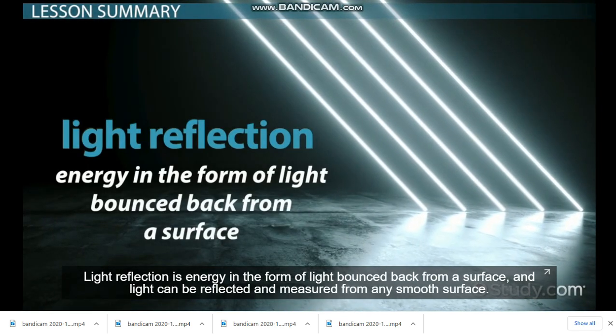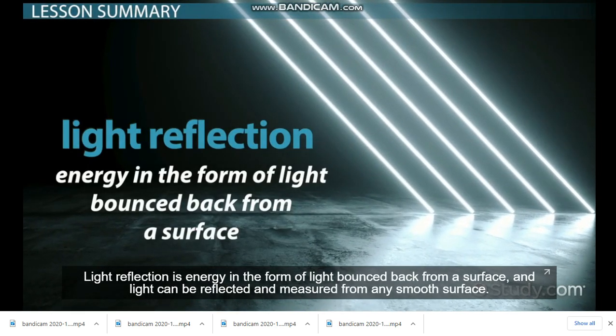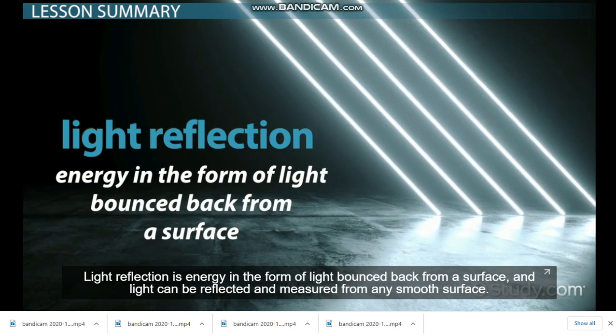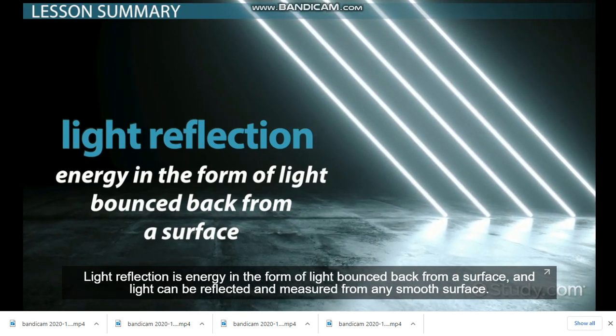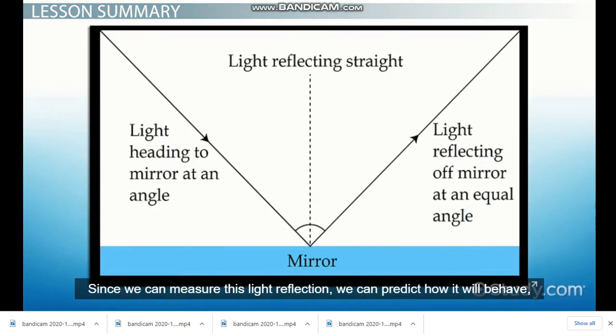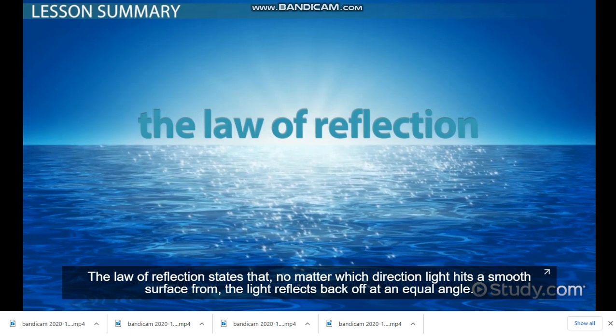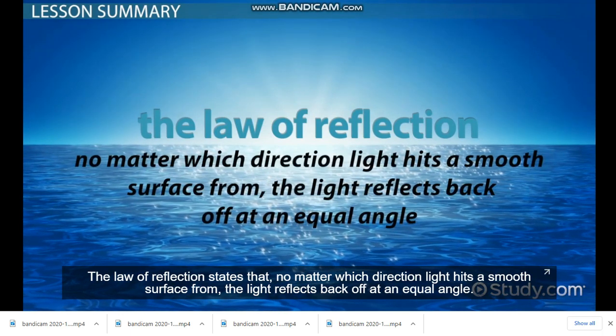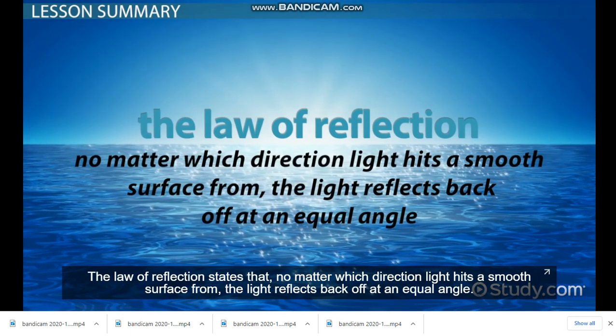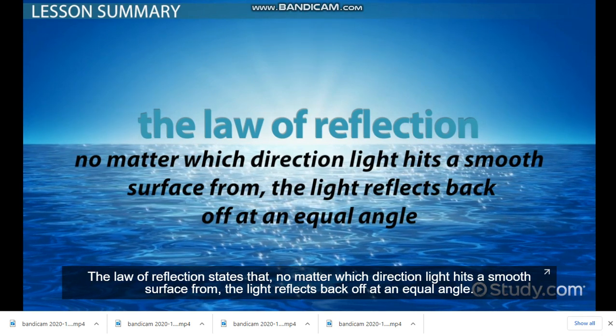Light reflection is energy in the form of light bounced back from a surface, and light can be reflected and measured from any smooth surface. Since we can measure this light reflection, we can predict how it will behave, giving us the law of reflection. The law of reflection states that no matter which direction light hits a smooth surface from, the light reflects back off at an equal angle.